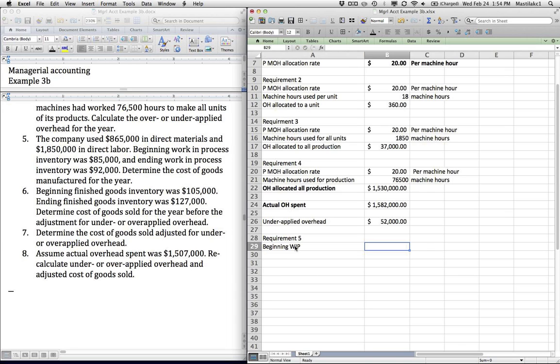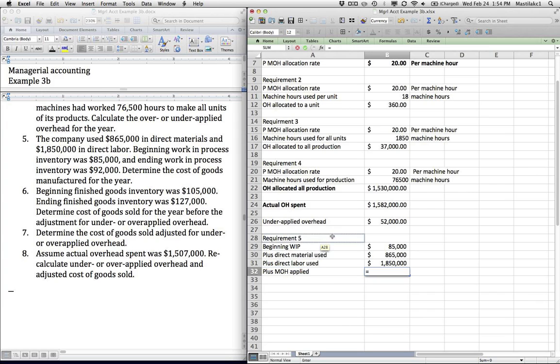with our given balance of $85,000. We're going to add to that direct material used during the year, and we're told that that's $865,000. We're also going to add direct labor during the year of $1,850,000. And then we have to add our manufacturing overhead applied.